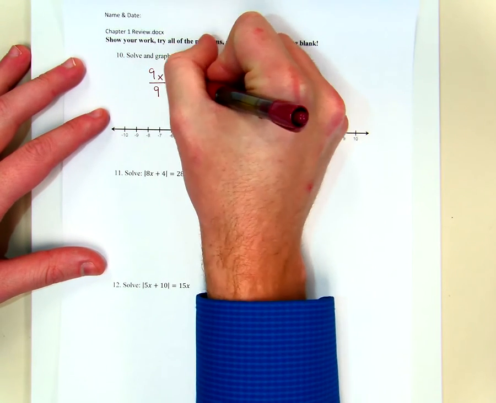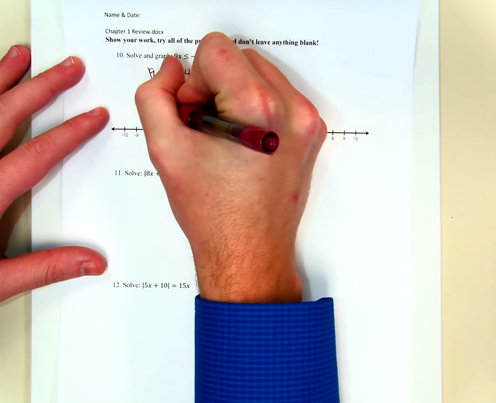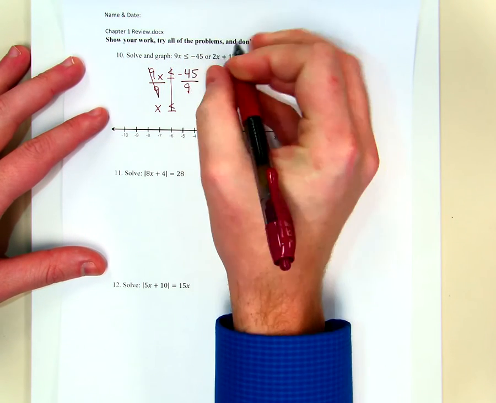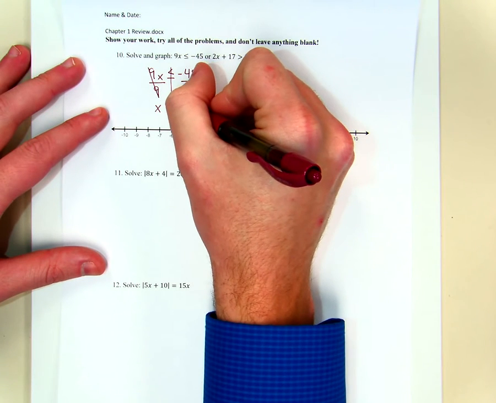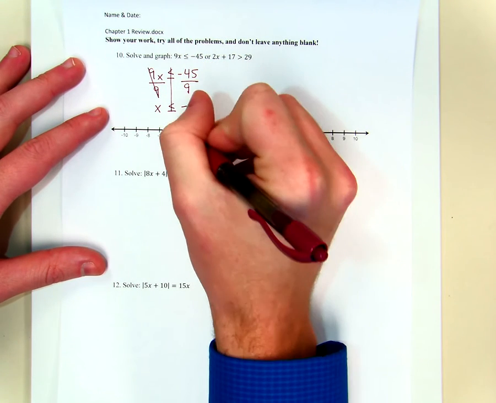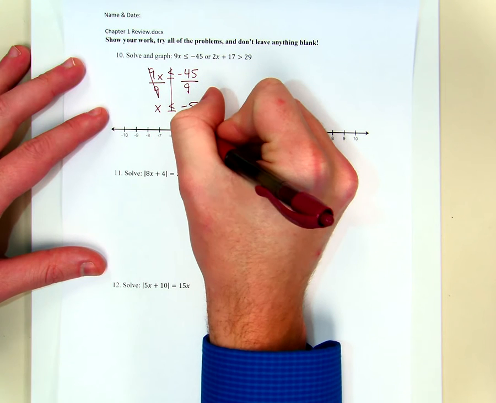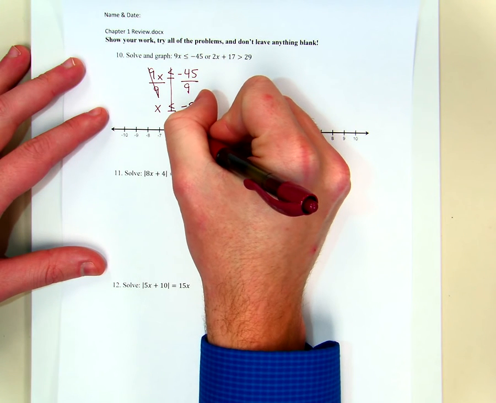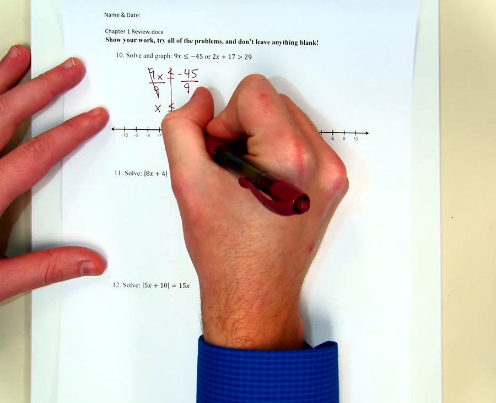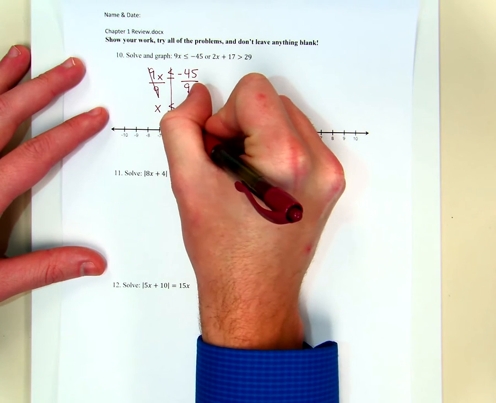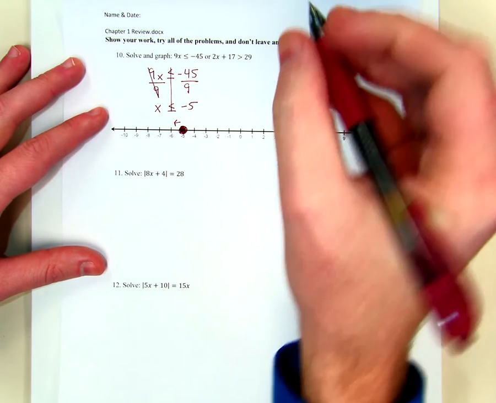To undo a times 9, we divide by 9, and we find that x is less than or equal to negative 45 divided by 9, which is negative 5. You can circle that, and because it's a less than or equal to, we should color in the circle. And remember, less than is to the left side.